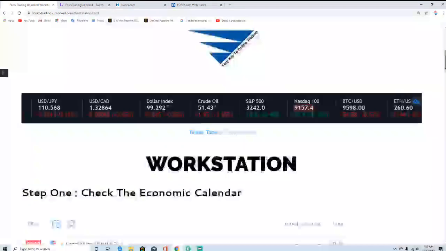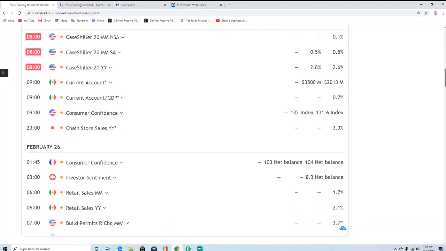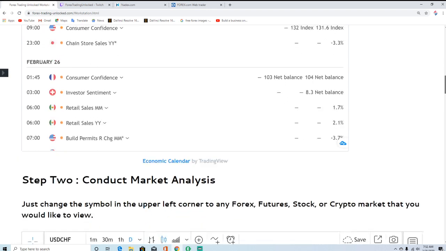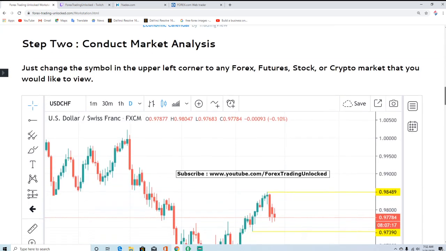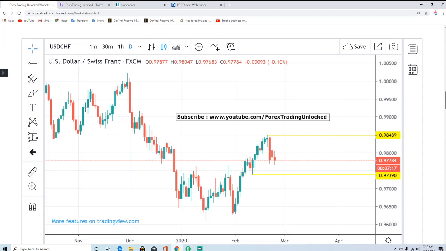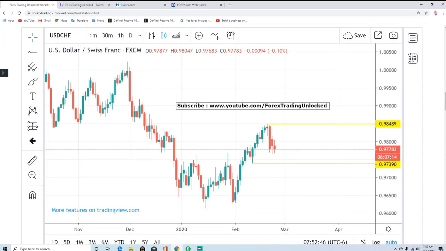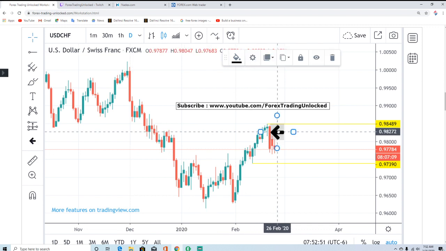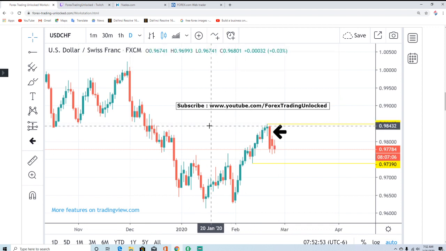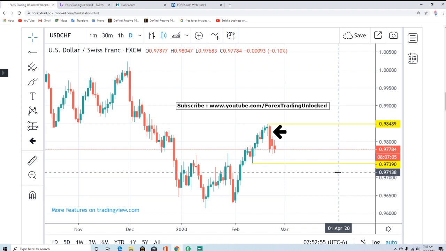All right, so now we're going to skip over the numbers. Oh, by the way, we do have the consumer confidence number today for the U.S. dollar. All right, we are starting out today with the U.S. dollar Swiss, which a couple sessions back on Friday gave us a nice little sell signal indication with a bearish engulfing line.